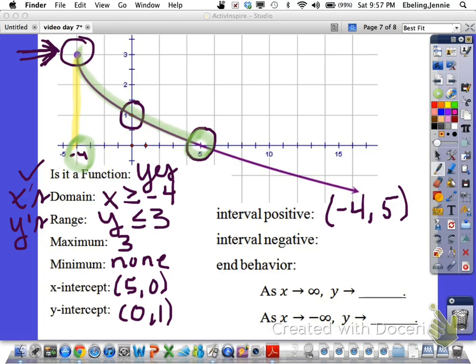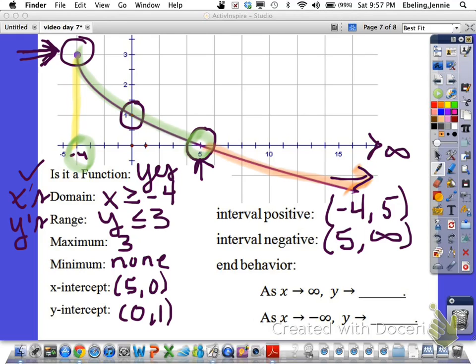Okay, the interval negative would be where it is below the x-axis. So below the x-axis is right in this region right here. And notice it keeps going. There's an arrow there. So I would say the interval negative, and I read the x values. So it starts at 5, and it goes to, has this arrow on it, so I would say infinity. Because as this line continues, you're going towards infinity.